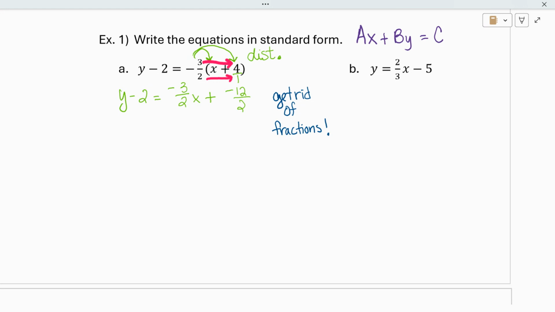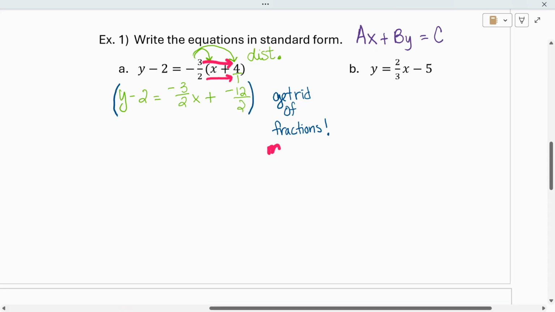Yeah, but do you guys see that negative 3 halves? Negative 3 halves is a decimal when I try to simplify that. Do you see that? So I have to get rid of the fractions. How do I get rid of a denominator? How do I get rid of a fraction, Owen? By multiplying it by the denominator. Yes. So we have to multiply everything.